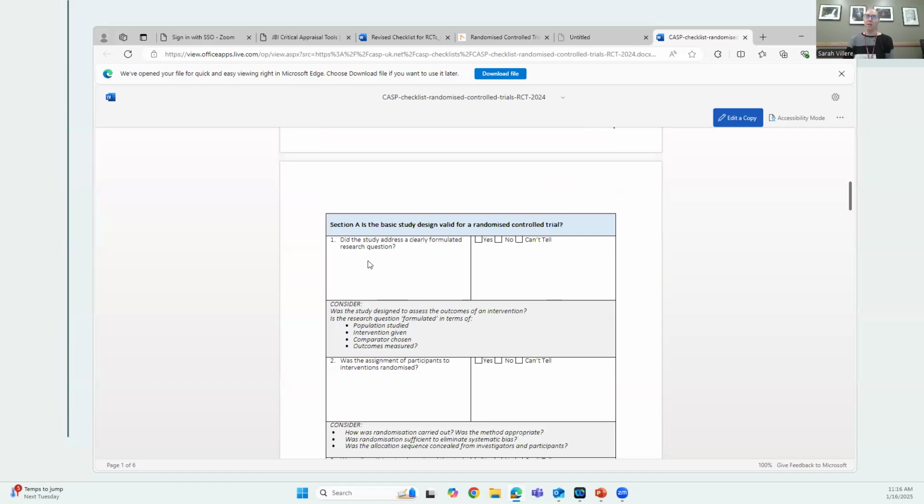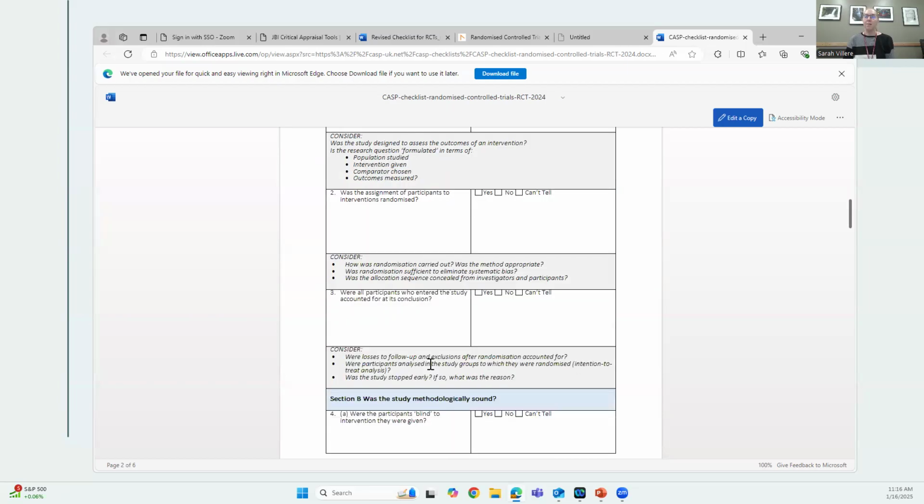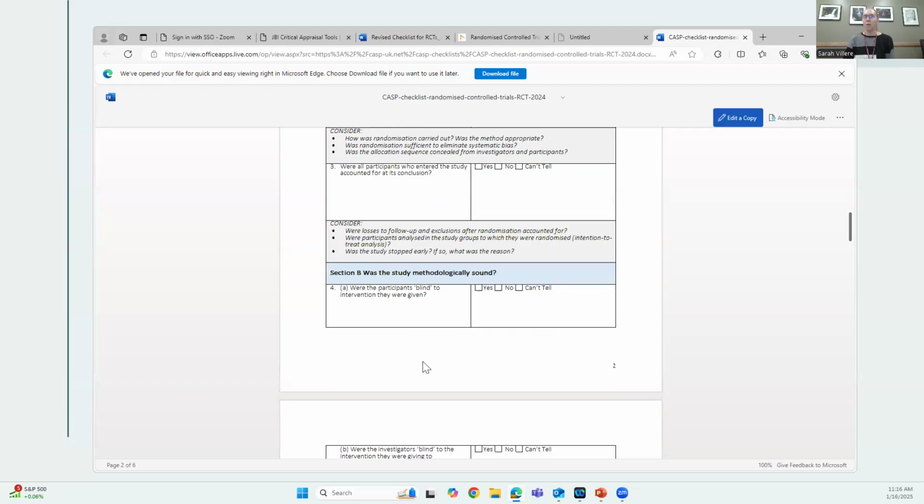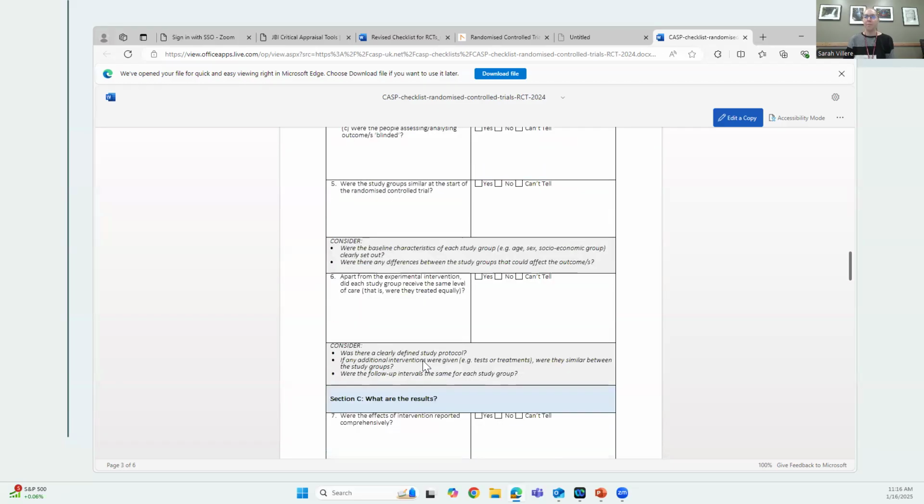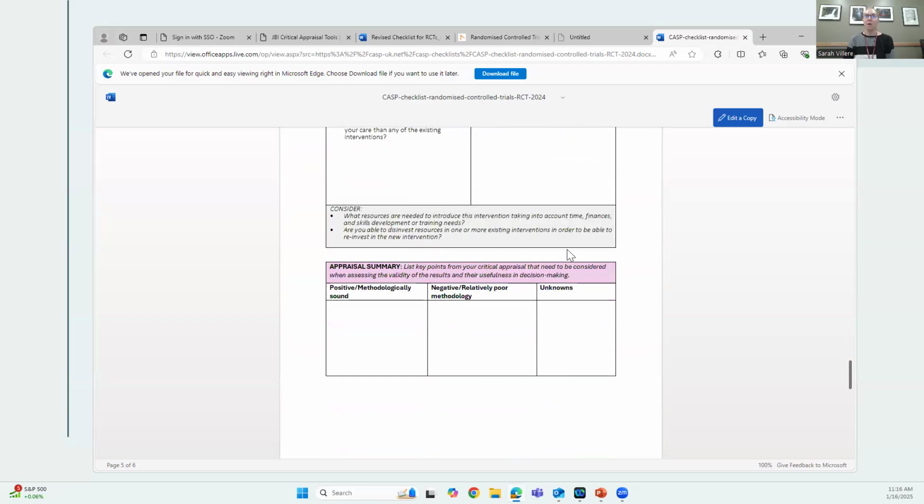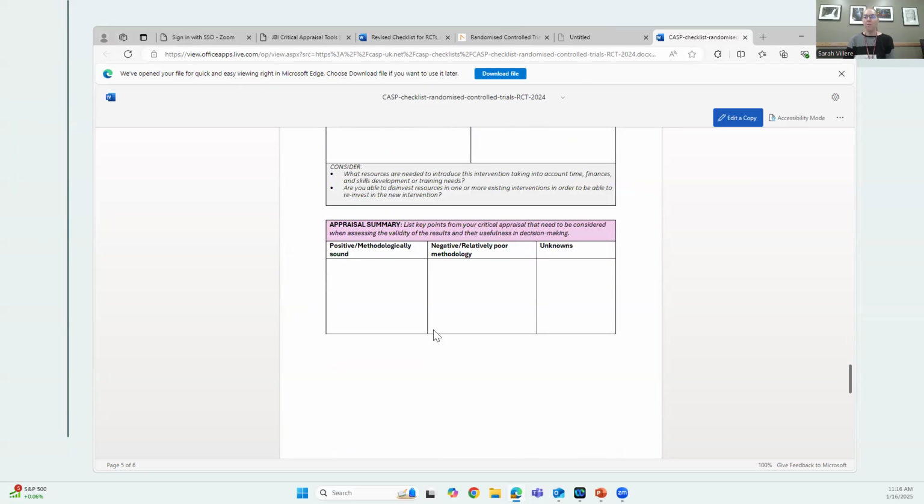So the first question here, did the study address a clearly formulated research question? Yes, no, or can't tell. You have room to make notes on here if you'd like to, and then it tells you what you should be considering to really answer that question. You'll notice as you go through this one that it a little bit more closely follows some of the questions that we talked about today. And then at the bottom here, they also have a section where you can summarize what you found during the appraisal.